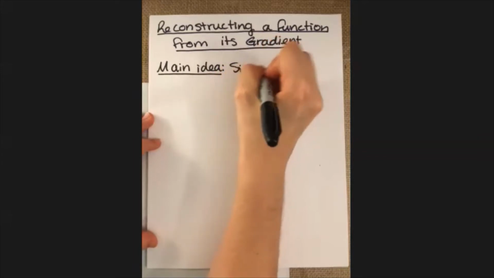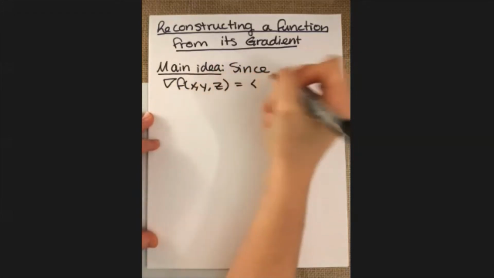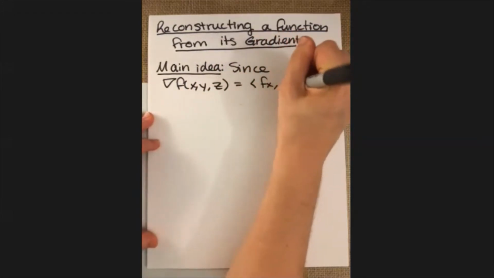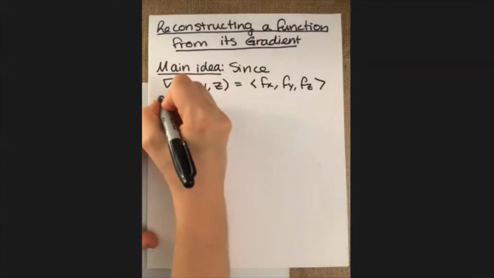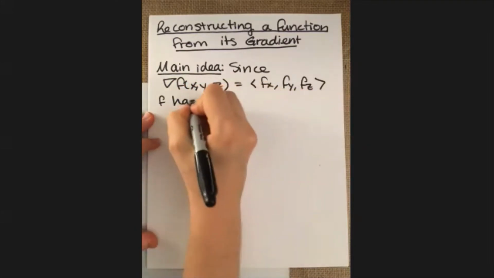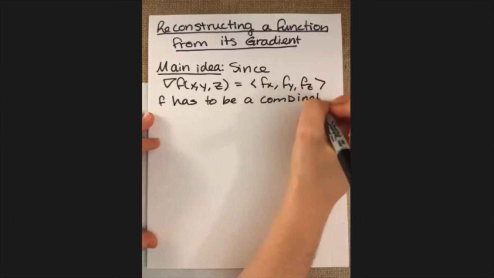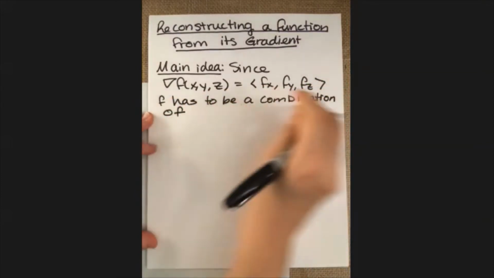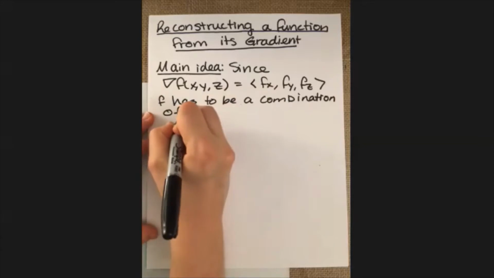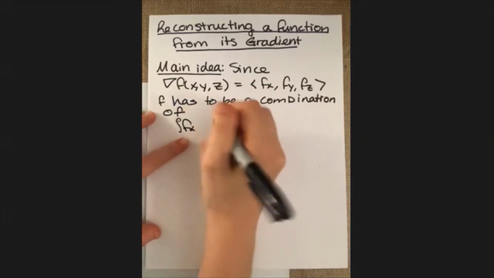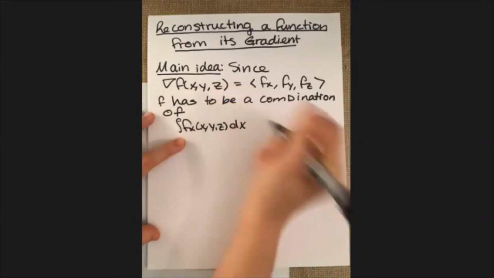Since the gradient of the function is equal to the vector with all of its partial derivatives, organized by component, we know that f has to be a combination of integrals of each of these. Or, more specifically, antiderivatives. So, for example, we know that f has to somehow look like the antiderivative of the partial derivative with respect to x, and we take that integral with respect to x.